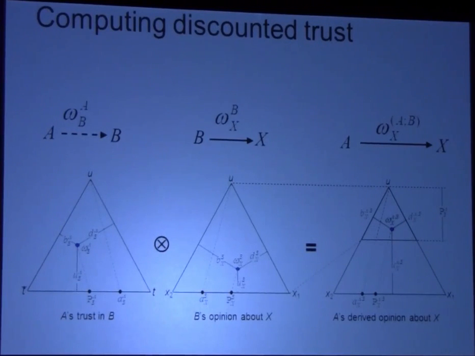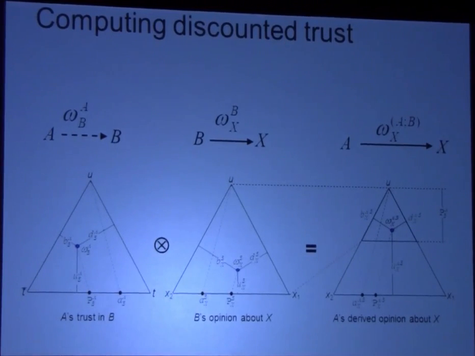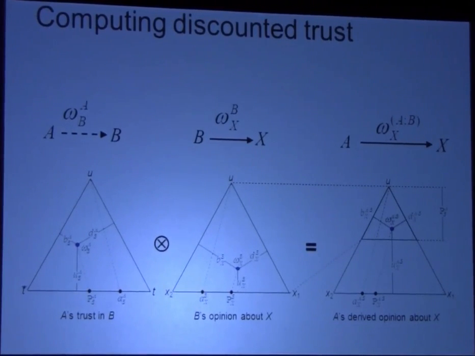This is an attempt to visualize trust discounting. Here is Alice's trust in Bob. Let's say we have the network Alice to Bob, and Bob to not car mechanic, but to some variable X. And here's an opinion point. So this represents Alice's trust in Bob. This opinion represents Bob's opinion about X. And X can be the weather, who's going to win the football game, or whatever.